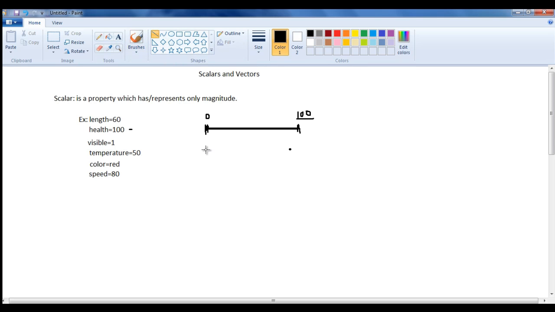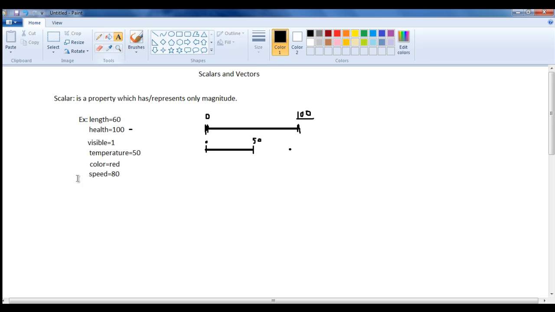Now later the health has got reduced. Let us say somebody hit the enemy and its health got reduced to 50%. I can represent that health by reducing the length of the line to 50%. Now the length of the line is 50. This indicates that it has the magnitude 50. Length means magnitude, or distance you can say as magnitude. But it won't say in which direction. There is no direction involved.